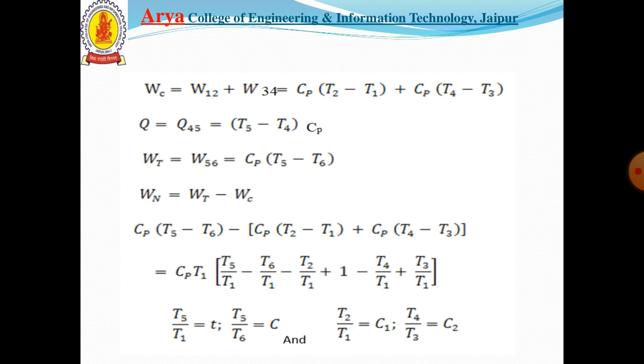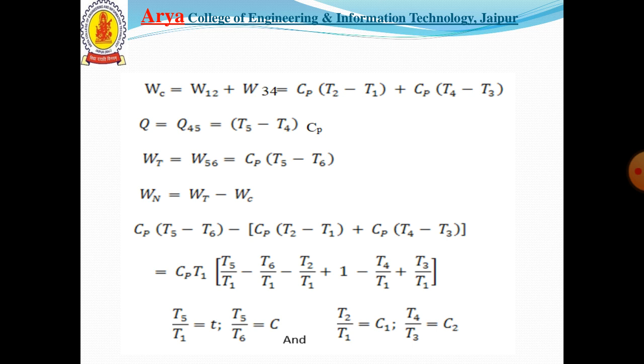Now the work calculation and efficiency for the cycle. First of all, compressor work. The compressor work takes place in process 1 to 2 and 3 to 4. Therefore, the compressor work will be the summation of the compressor work in process 1 to 2 and the compressor work in 3 to 4, that is equal to Cp (T2 minus T1) plus Cp (T4 minus T3). Now heat addition takes place in process 4 to 5, and that is equal to Cp (T5 minus T4).